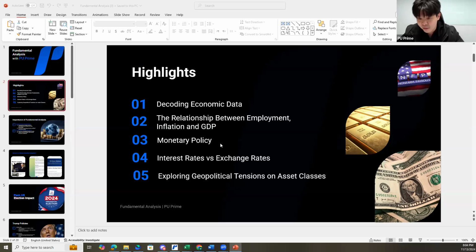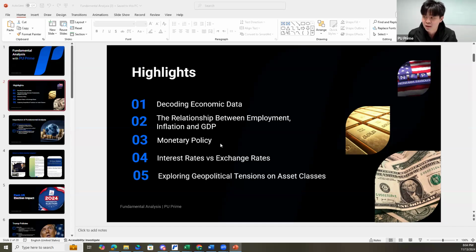After the monetary policy, we will let you understand the relation between interest rates and exchange rates. Why an increase of interest rates will normally cause the currency to go up, or why if the Fed cuts interest rates, the currency will go down. These are all the discussions that we are going to talk about.